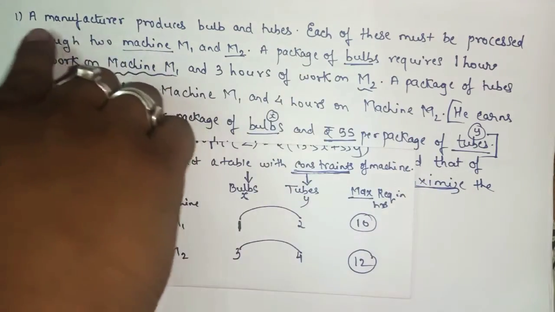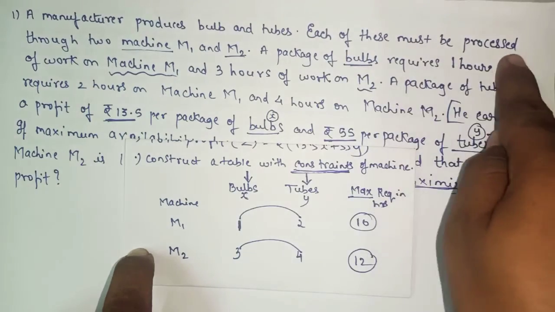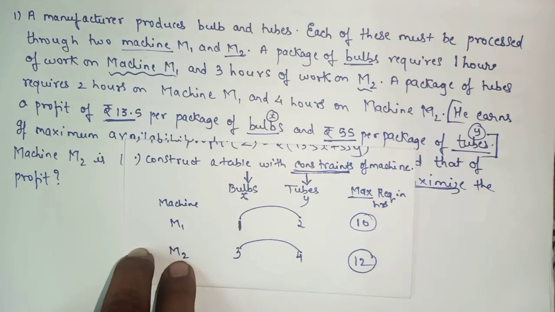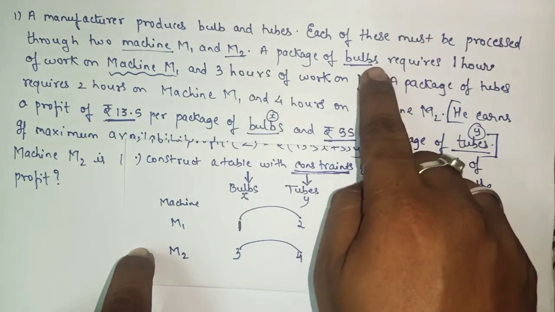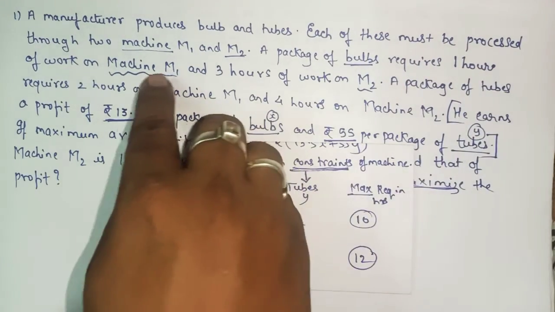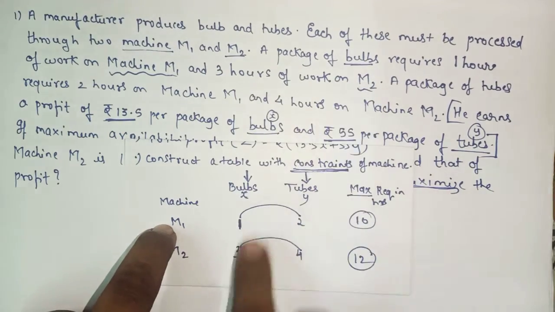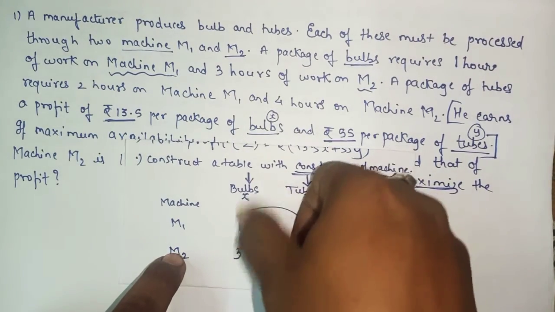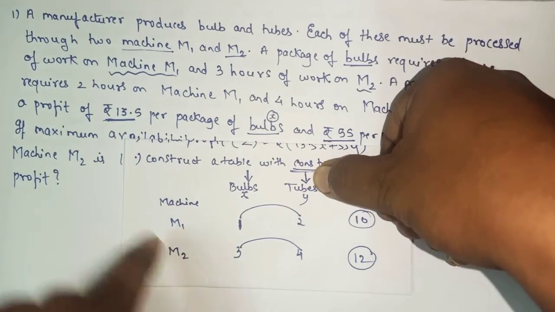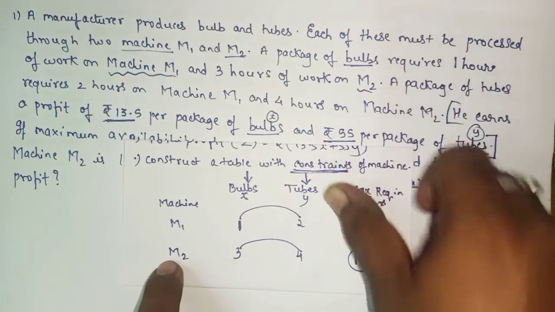Again we'll read the question. The manufacturer produces bulbs and tubes. Each of these must proceed through two machines, machine 1 and machine 2. A package of bulbs, just focus on bulb, requires 1 hour of work on machine 1, 3 hours on machine 2. That is only for bulb. Now a package of tubes requires, just focus on tube now, 2 hours on machine 1, 4 hours on machine 2.